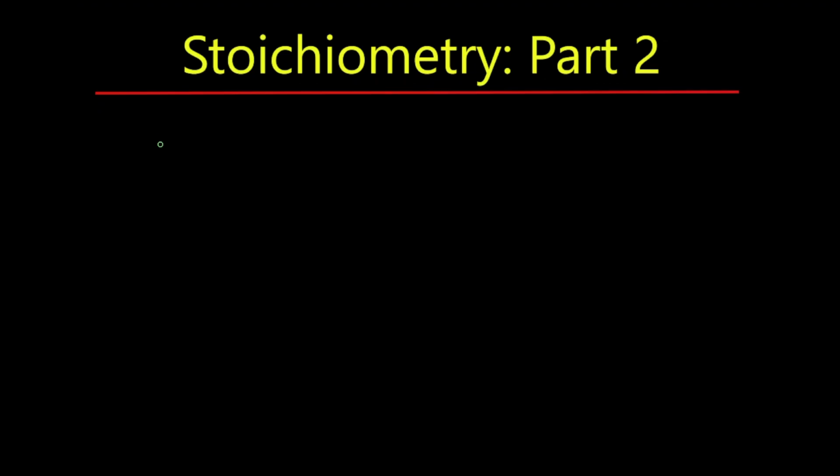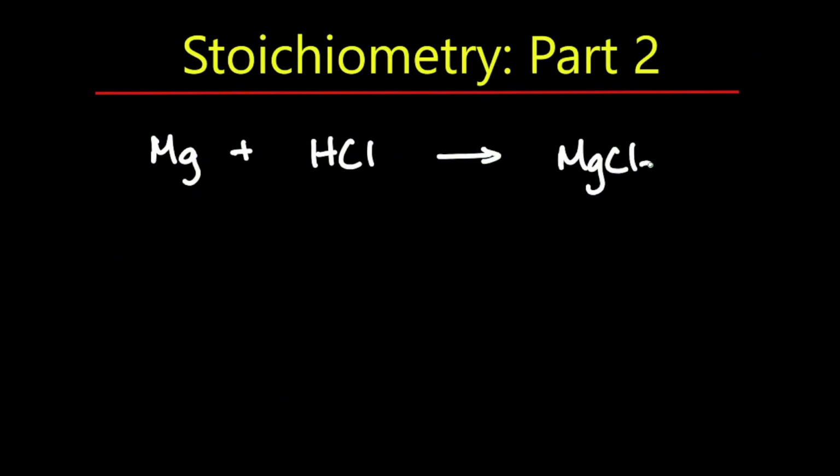Let's say we have this single replacement reaction, Mg plus HCl, and the products will be MgCl2 and H2. Why? Because Mg has a charge of positive 2, and so it needs two Cl's, which has a charge of negative 1, to make up for it and form a neutral compound with a charge of 0.